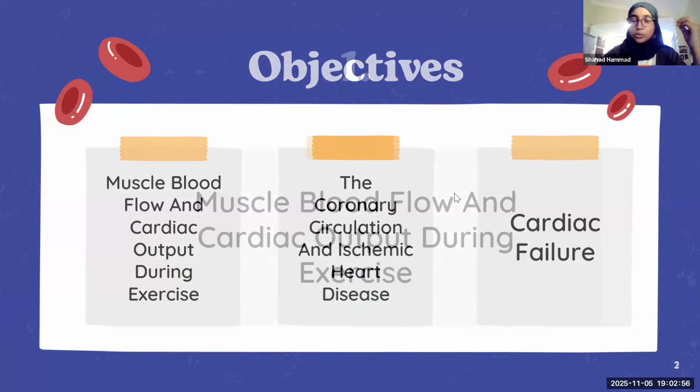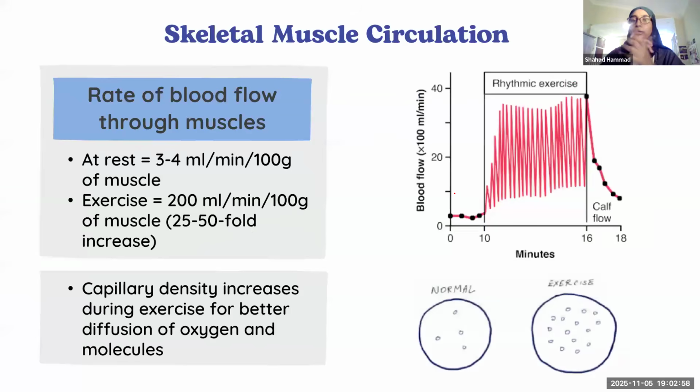So with the first portion of this lecture, I want to talk about skeletal muscle circulation. As you know, we have different types of muscles in the body. Skeletal muscle includes the muscles of the arms and the legs. We also have the cardiac muscle, which includes the heart, and smooth muscle, which is found in the GI tract, like the stomach or the intestines. What we'll be talking about here is specifically skeletal muscle and cardiac muscle.